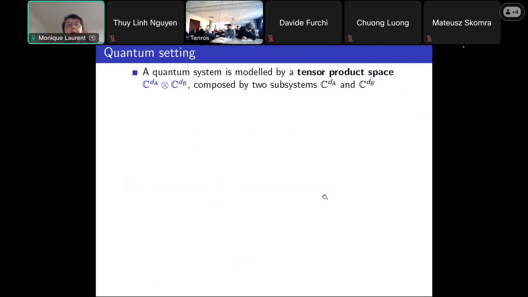Okay, so a quantum system is modeled by the tensor product space. So usually you have a first space, C^dA, tensor C^dB. So there are 2 subsystems. The first is the A system, the second is the B system. You could have more subsystems, m at least 2, but for simplicity, we just look at m equal 2.